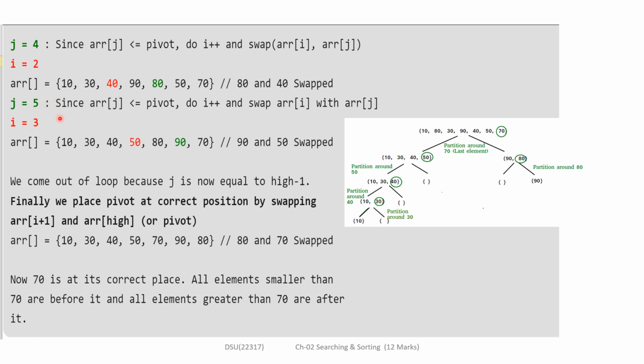Now J is equal to 5. Since the array of J is less than or equal to pivot, do I++ and swap array of I with array of J. So now I is equal to 3. So array became 10, 30, 40, 50, 80, 90 and 70. Here 50 and 90 are swapped. We come out of the loop because J is not equal to high -1.